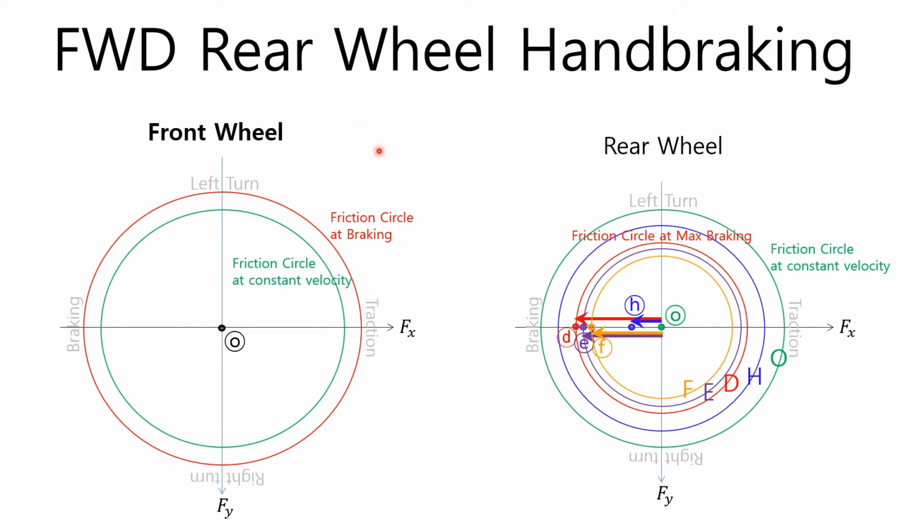Next, let's look at the friction circle of the front wheels when the handbrake, which is connected to the rear wheels, is operated in a front-wheel drive vehicle. When the handbrake is operated without stepping on the accelerator pedal, the braking force does not act on the front wheels, so the driving state is point O and the vertical load on the front wheels increases, so the friction circle increases in size as a red circle compared to the green constant speed friction circle. The front wheel can use all the friction force that falls inside the red circle.